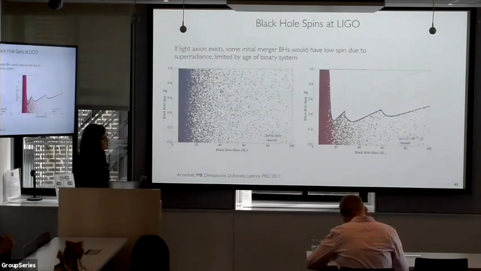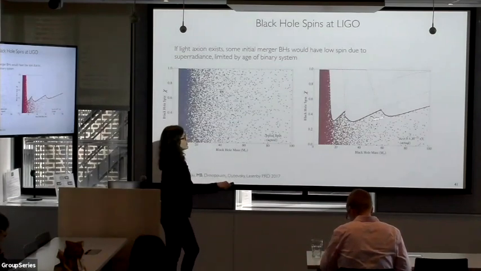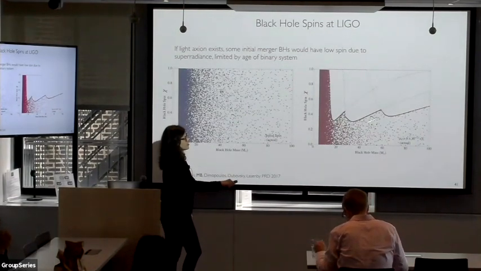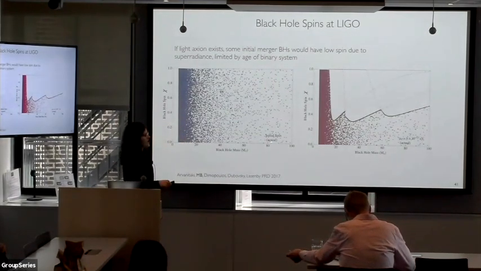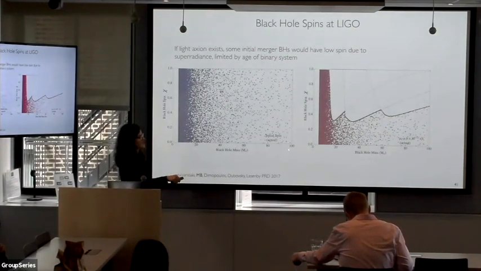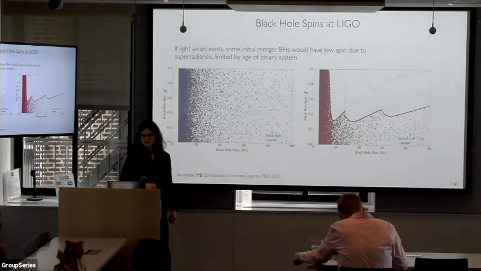In the presence of an ultralight axion, all of the black holes that were born with high spin are expected to spin down to these characteristic superradiance lines. So what you expect to see is a non-trivial spin-mass distribution with an extra overdensity of black holes on the lines set by the superradiance condition, which are a function of the axion mass.